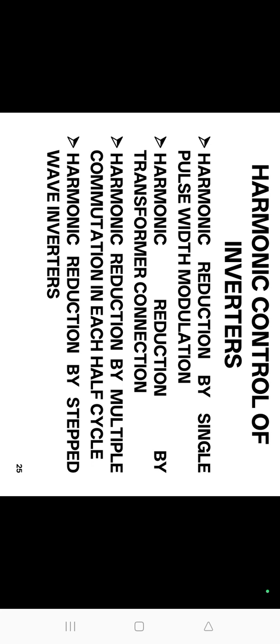Multiple commutation in each half cycle of stepped wave inverters. First one is the harmonic reduction by single phase pulse width modulation. In this case, single pulse modulation, the width of the pulse is adjusted to reduce the harmonic. In general, the RMS value of the amplitude of the harmonics will be given by 2 root 2 Vs by n pi, sin n pi by 2.